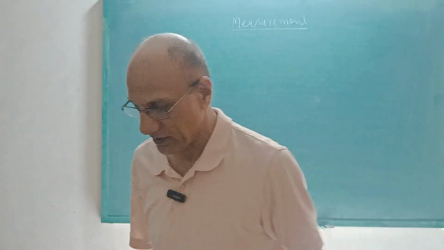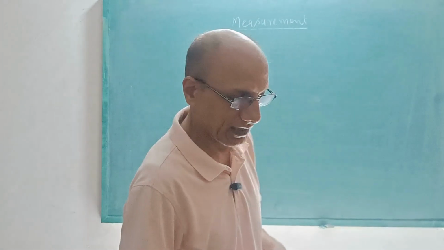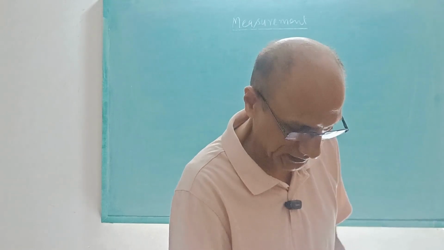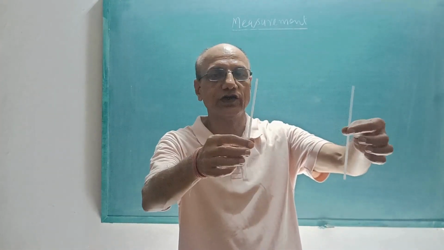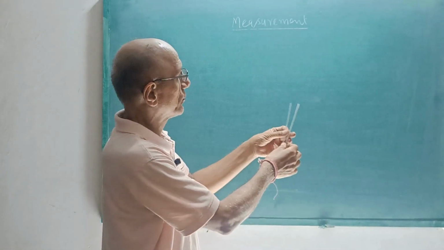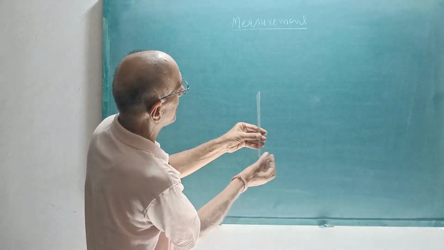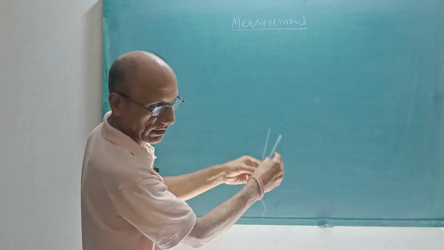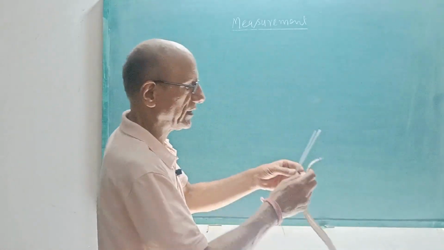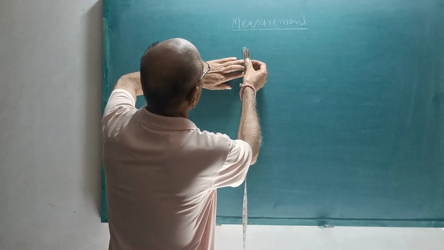So that means measurement is a process of comparing a physical quantity. And you can compare, even just see these straws. Which straw is longer? It is very difficult to tell which one is longer. So if we try to measure or just bring them closer, then we come to know that this is longer. But how long it is, you can find out with the help of this.